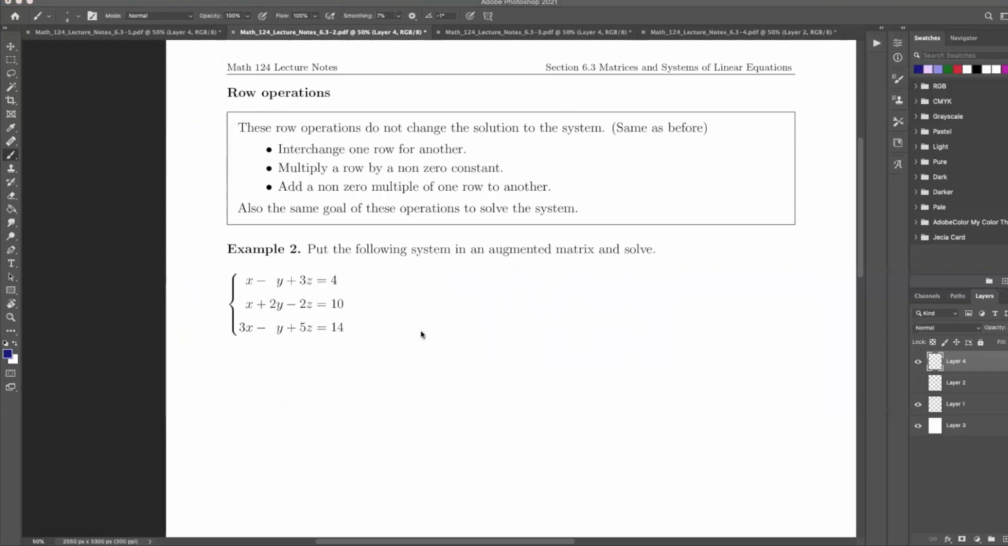So the first thing we're going to do is put this all into an augmented matrix. And I'm going to fill this out by rows this time. So it'll be 1, -1, 3, 4. That's our first equation. Our second equation is 1, 2, -2, 10. We have 3, -1, 5, and 14. So it's just the coefficients here.